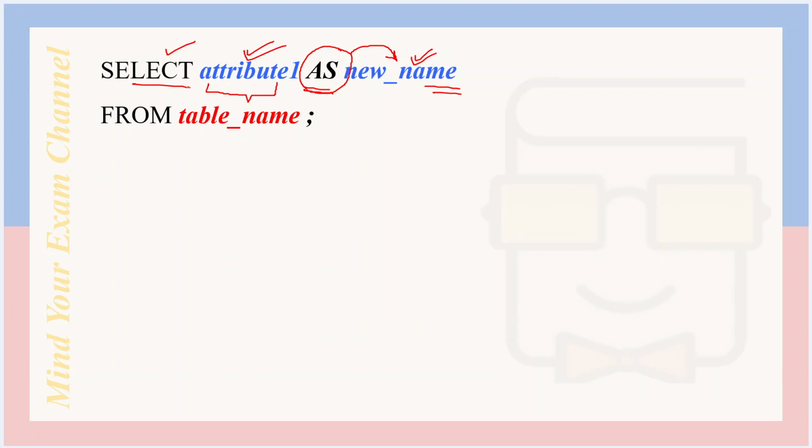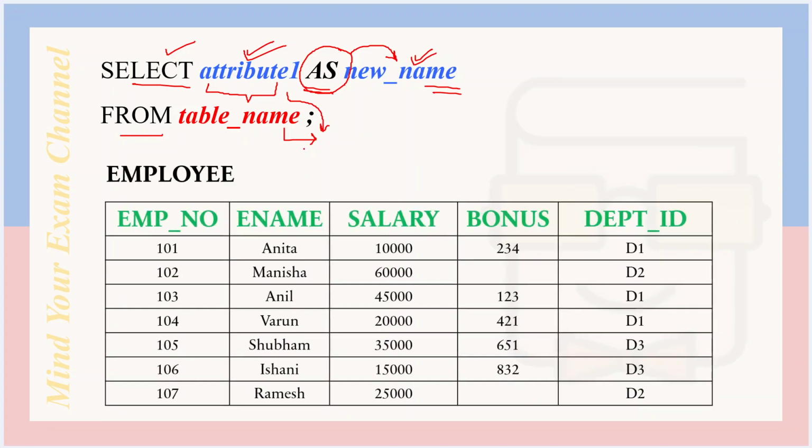And after writing the select clause, you'll write the from command where you specify the name of the table from which you are displaying this particular attribute. For example, we are using the employee table where we have different attributes: emp number is one attribute, the second is e-name, which is the employee name, salary, bonus and department ID.